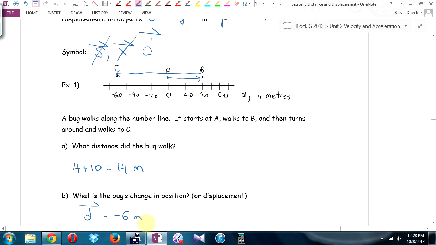What's the negative telling you? To the left. There's our direction.